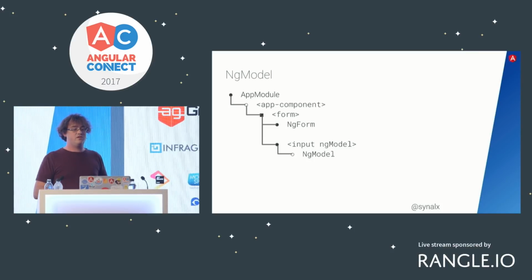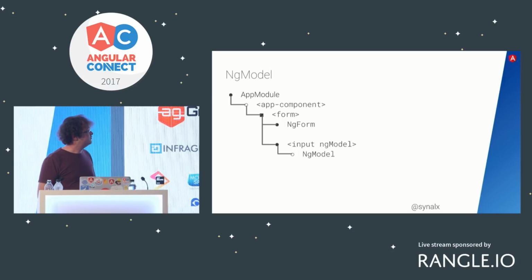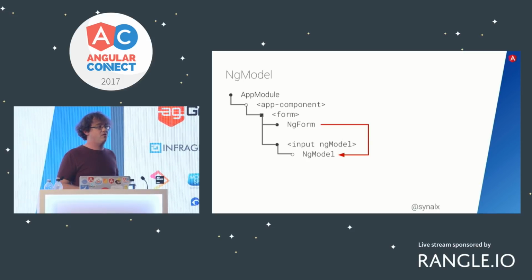So here's what this looks like in a chart, right? We have the application module injector, app component has an injector, and form has an injector. And the injector for form has ng form provided. So because input is a child of the form injector, the ng model in input can possibly inject the ng form. And as it turns out, that's exactly how they communicate, right? ng model doesn't get the current form passed in, it injects it.